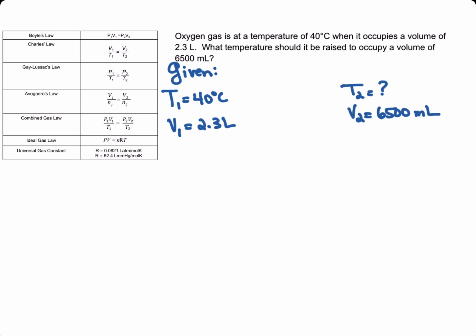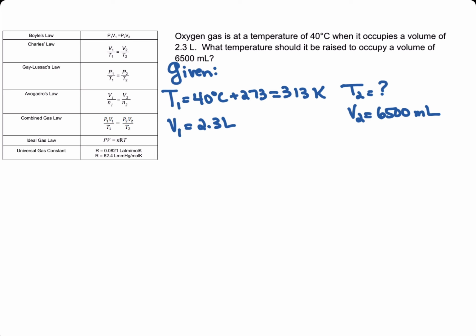So let's take a look at this. Our temperature is in Celsius. It must be in Kelvin. So 40 plus 273 gives us 313 Kelvin. And then let's take a look at our volume. Our volume 1 is in liters and volume 2 is in milliliters. We're going to have to convert milliliters to liters.